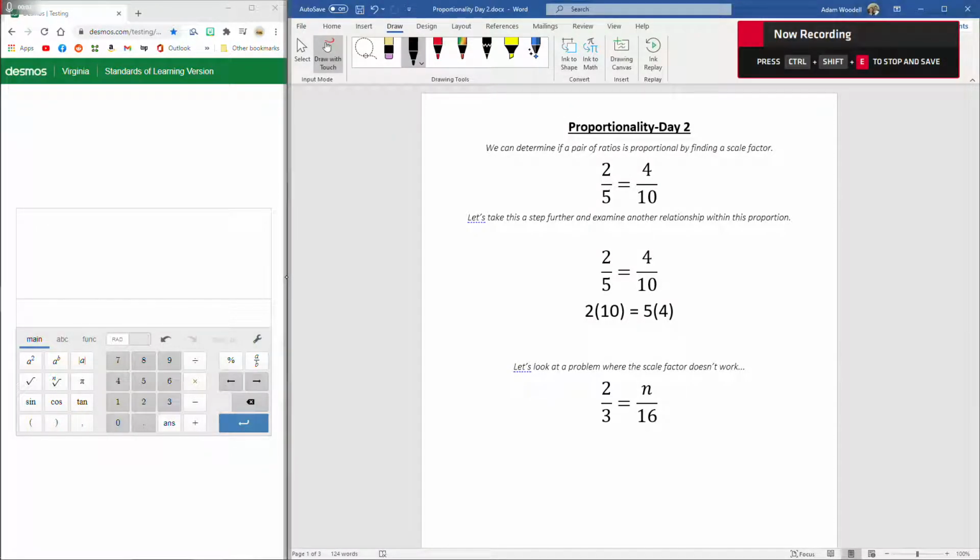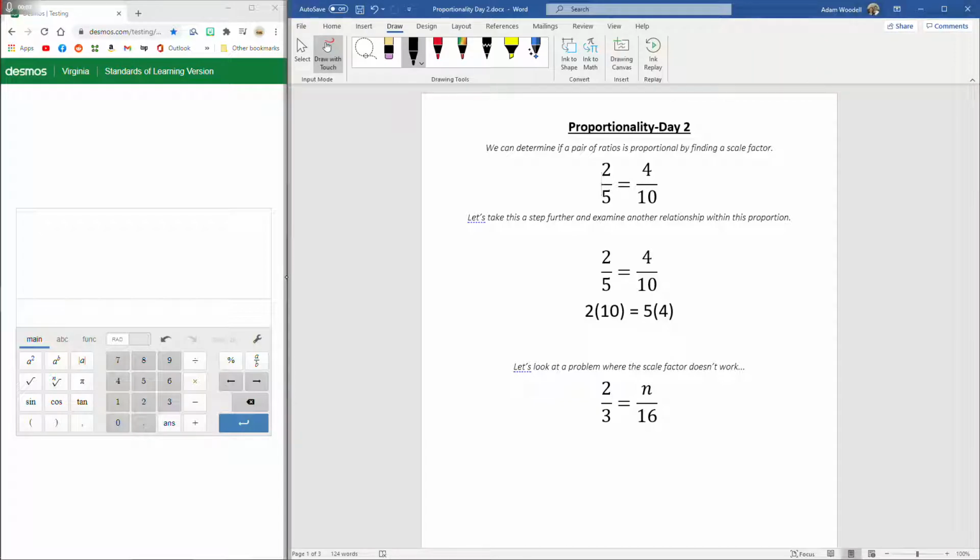Hello class, we're going to continue our conversation we were having about proportionality. So we know two ratios are proportional if we can either find a scale factor that creates equivalent ratios, or we had that idea of finding the cross products or the butterfly method. So right away I know that these two ratios are proportional because I can find a scale factor that lets me multiply the numerator and the denominator by the same number to get an equivalent ratio.